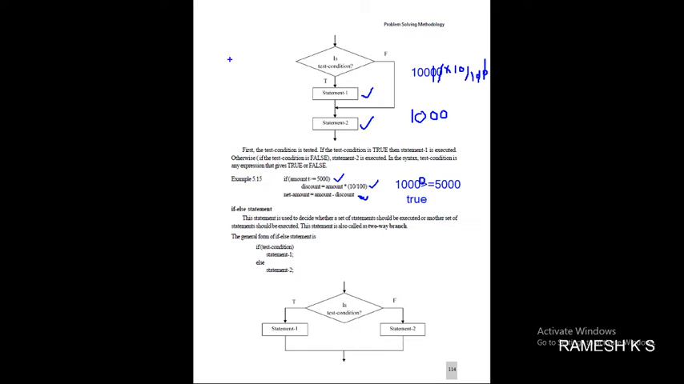Let us take another example, 4000. Now tell me, is 4000 greater than 5000? It is false, right? Why? 4000 is less than 5000, that's why it is false. Once it is false, statement 1 will not execute. What happens? Statement 2 will be executed.